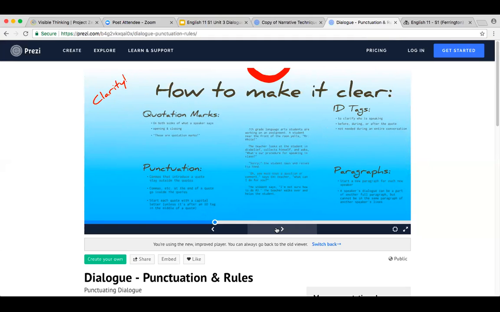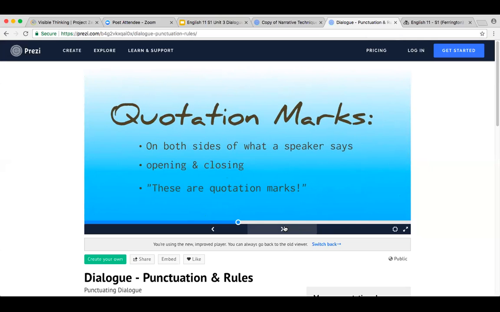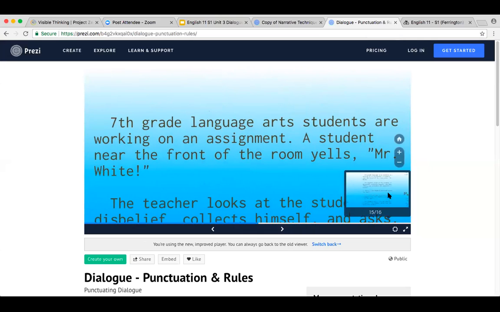The first thing you're going to use is quotation marks. You're going to put the quotes on both sides of the person talking. Whatever they're saying, those words have to be enclosed, so it's at the beginning and the end of whatever they're saying, and these little marks are the quotation marks. The example is: 7th grade language arts students are working on an assignment. A student near the front of the room yells, "Mr. White." And those are the quotation marks right there.